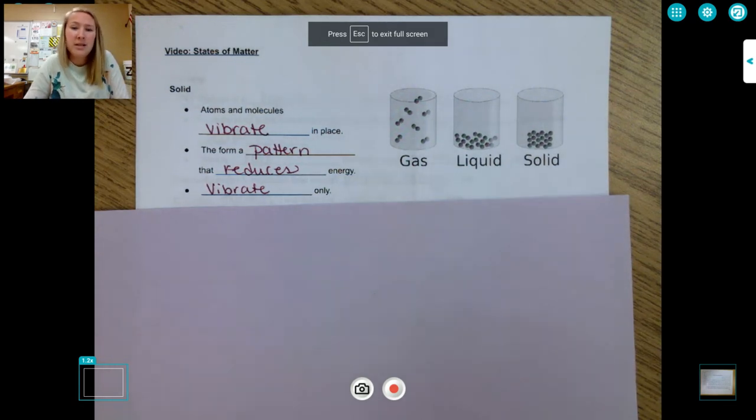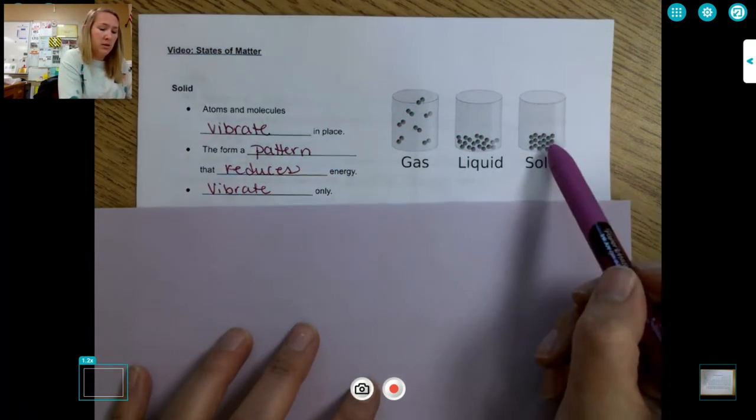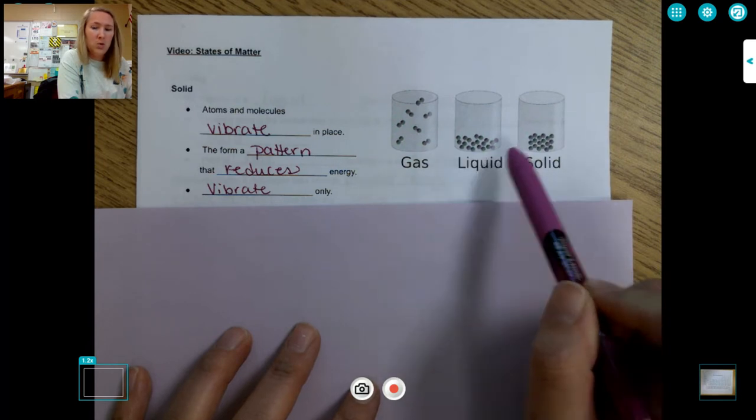Everybody, Miss Z here, and today we are going to talk about states of matter and heating and cooling curves. So there are three states of matter, and then we're going to talk about the different phase changes that happen between those three states of matter. So in the beakers here, we have gas, liquid, and solid.